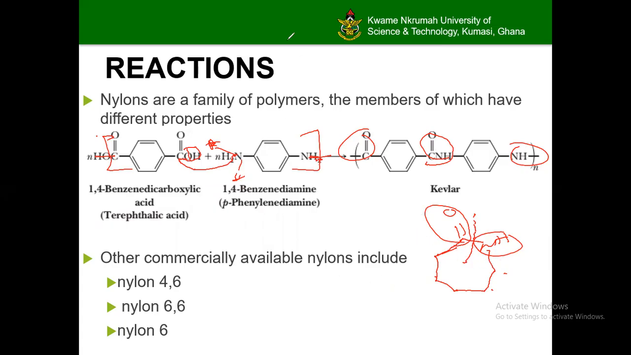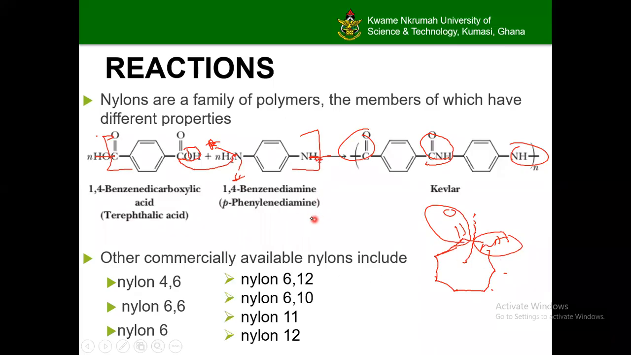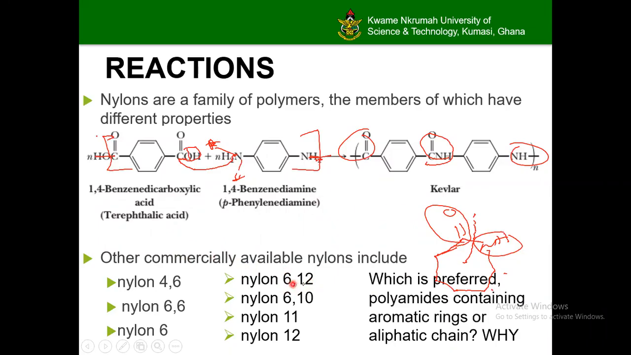Now there are other ones. Good. So if you see 6,12 like this, the 6 is the amine, the 12 is the carboxylic acid, right? Now we have nylon 11, that is from laurolactam. Then we have nylon 12 is from laurolactam, that's laurolactam. And then nylon 11 is from 11-amino undecanoic acid. Very simple.